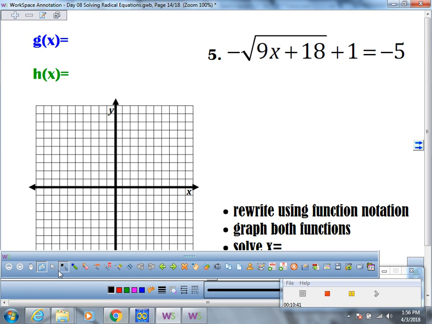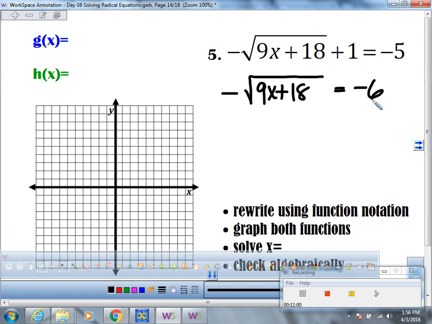What's my strategy? What would you do first? Subtract 1 from both sides. Okay. So I have negative 9x plus 18 equals negative 6. Then what would you do? Can't move 18. I would divide by a negative 1. Get rid of that negative, right? So now I have 9x plus 18 equals 6. Now what would you do?